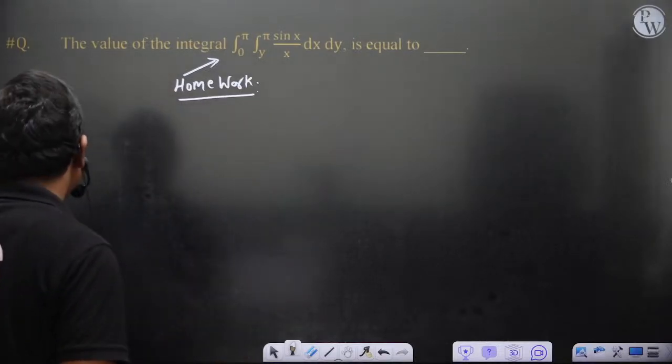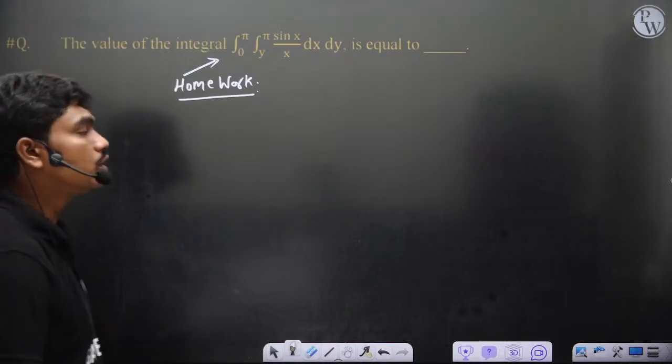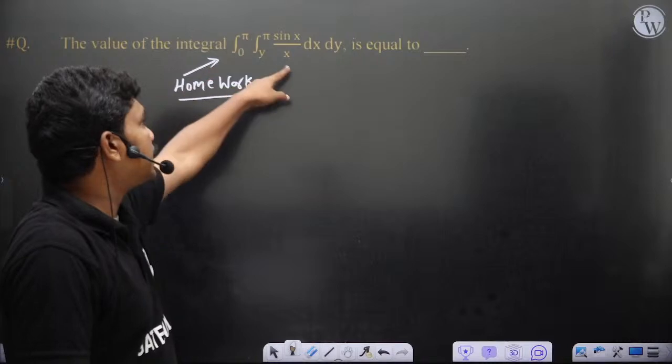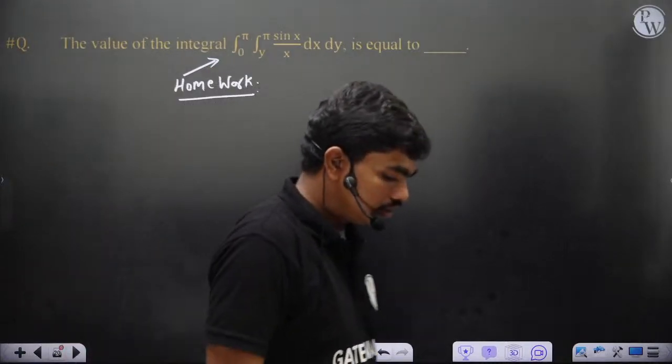Homework. Okay, so that's actually a homework question. That's only one question which I want to give as homework for today. So the integral from 0 to pi, integral from y to pi of sin x by x dx dy is what you have. Solve this question in homework.